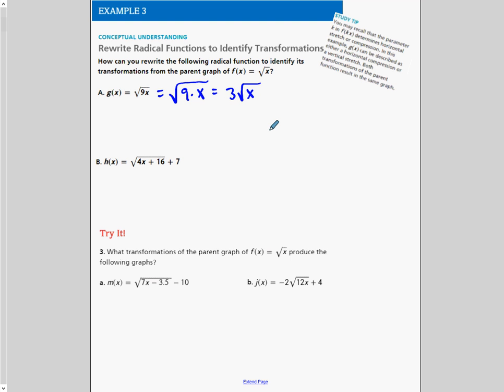We want to always do this when we can because it's much easier to apply a dilation vertically to the outputs than it is on the inside to the inputs. So this 3 actually triples the y values. Okay, so I would call it a vertical stretch by a factor of 3.